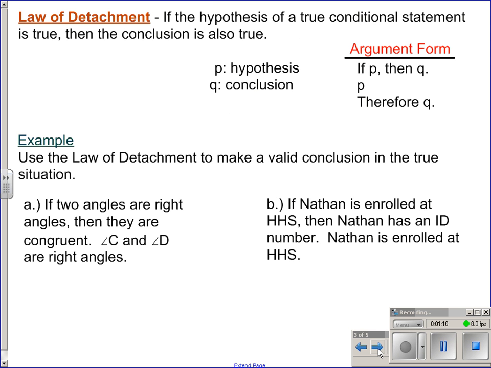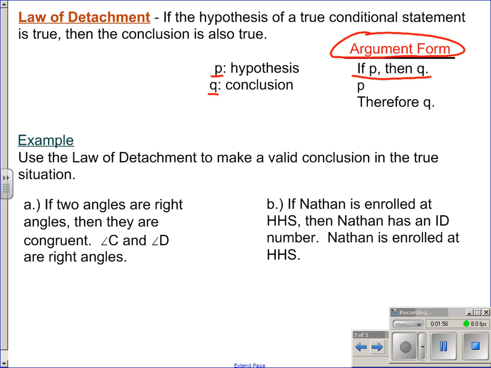So, the law of detachment. It's also called a direct argument, and it follows a form. If the hypothesis of a true conditional statement is true, then the conclusion is also true. So what you're looking at for the law of detachment is this format. You have a conditional statement. Statement P is the hypothesis, statement Q is the conclusion. So the argument is shaped like this: you have your conditional statement, if the hypothesis, then a conclusion.